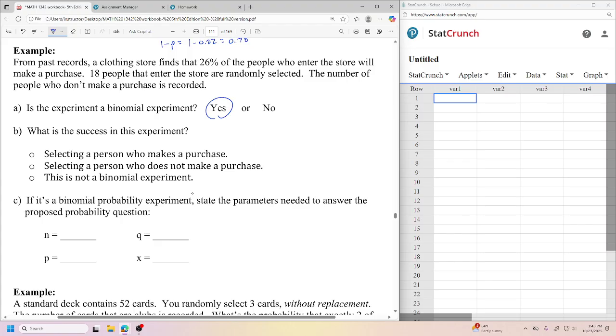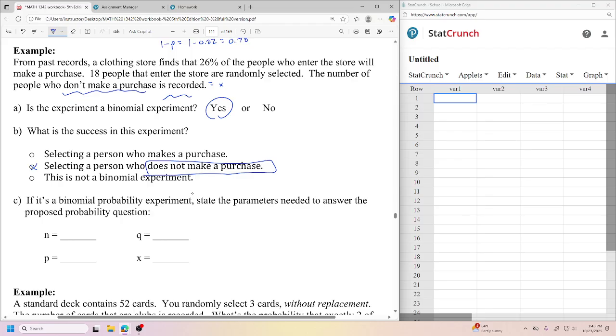It says 18 people enter the store randomly. The number of people who don't make a purchase is recorded. Do you see that right here? This don't make a purchase thing being recorded. That's like your X value. That's your successes. And so when they say what's success, it's that you don't make a purchase. That doesn't sound very successful. That doesn't sound good, but that's the point, it's not about it feeling good or not. It's whatever the problem states. We have to just be careful about that on the homework.